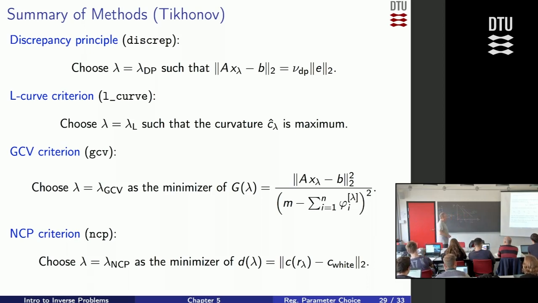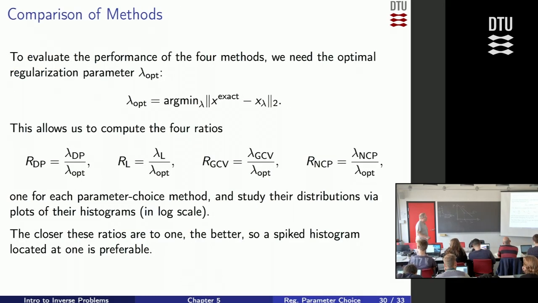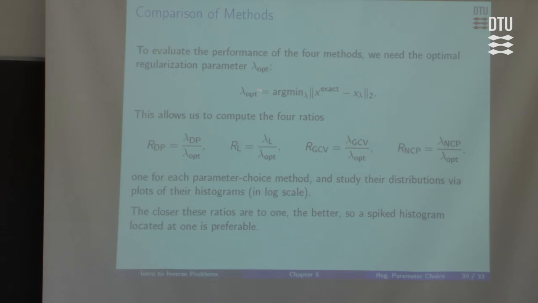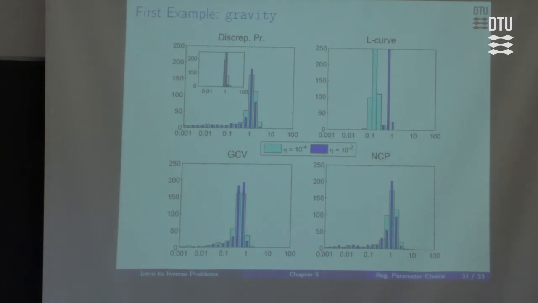So what we compute here is essentially we compare the regularization parameters computed by these four methods, and we compare them with the optimal regularization parameter. The optimal regularization parameter is the parameter that gives the best Tikhonov solution, the one that is closest to the exact one. This, of course, you can only do for Mickey Mouse problems where you know the exact solution. But in this way, we can evaluate the performance of our four parameter choice methods.